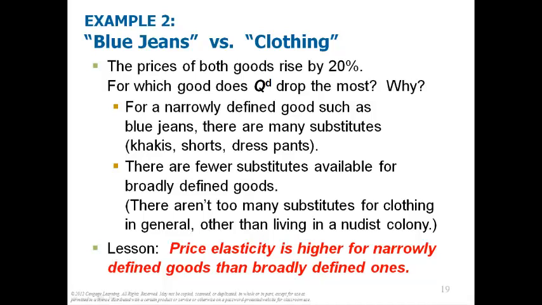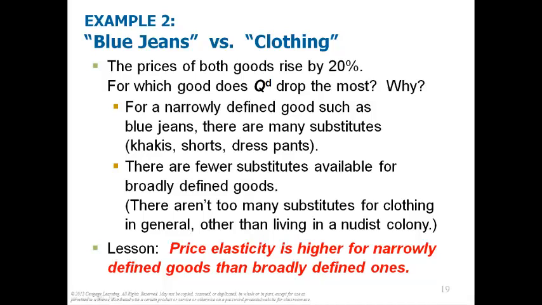So the category of clothing or the category of food. There aren't too many substitutes for clothing in general other than living in a nudist colony. So the lesson here is that the price elasticity is higher for narrowly defined goods than for broadly defined ones. If the price of a particular brand of a product goes up, the quantity demand will fall by a lot because they can always switch to a different brand.